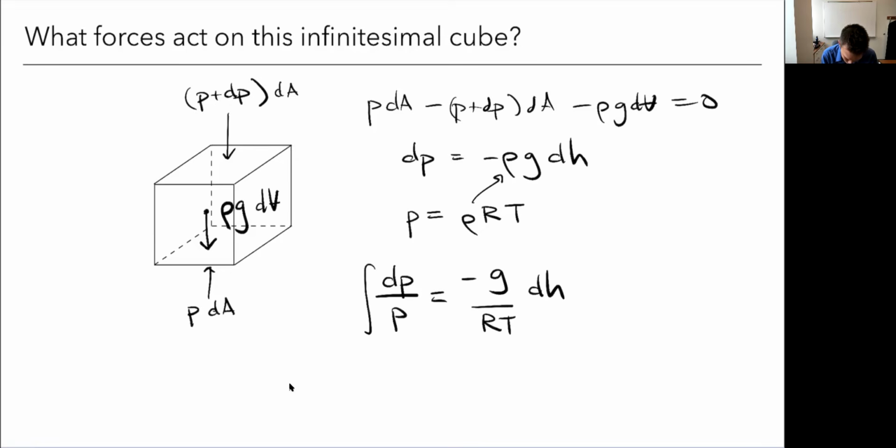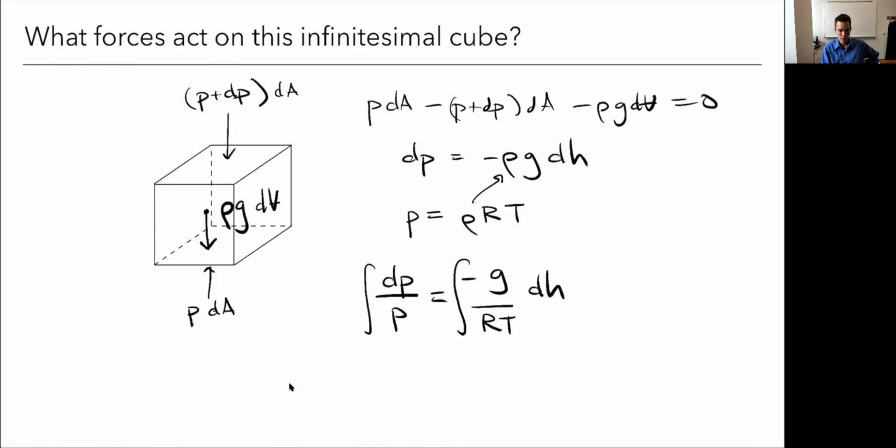I could put an integral, and we can integrate this across the atmosphere. Everything on the left is pressure. Everything on the right are things that vary with altitude. R is just a constant, so that can come out of the integral. T varies with altitude, but that's something that we know. We just saw a plot of that. We can tabulate that. G is the tricky part here.